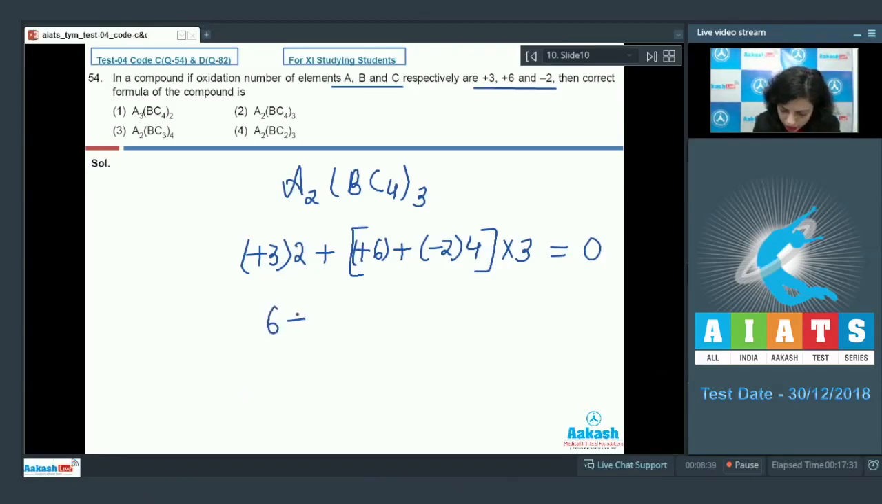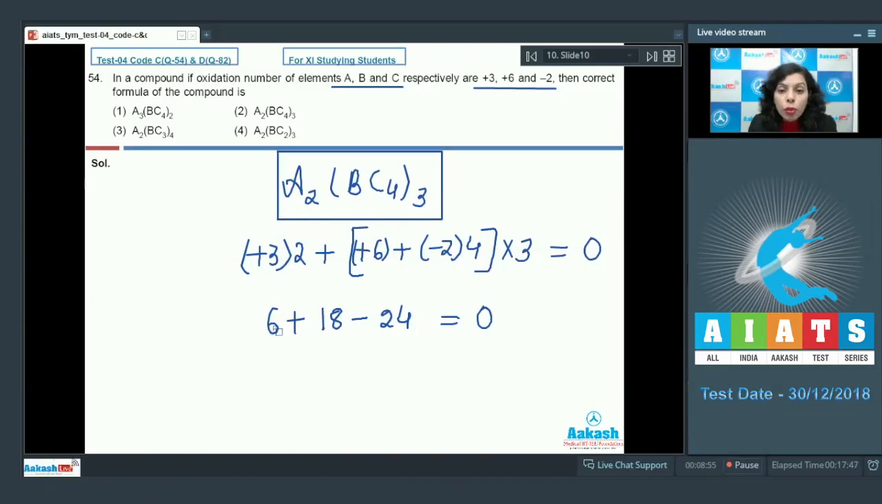So it is plus 6 plus 18 minus 24. So if you find out the value, this is equal to 0. And if it is equal to 0, it means this is the correct formula of the compound formed by these elements. So where this option is given, we have already chosen it. This is option 2. While if you look at the other options, it is not followed. That's why only option 2 is the correct one. Now after this, let's take next question.